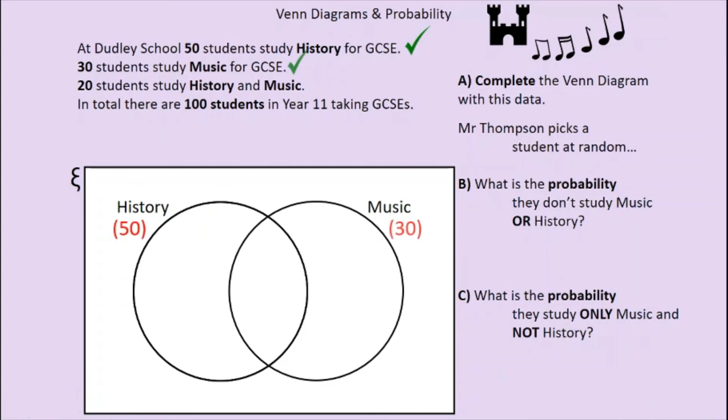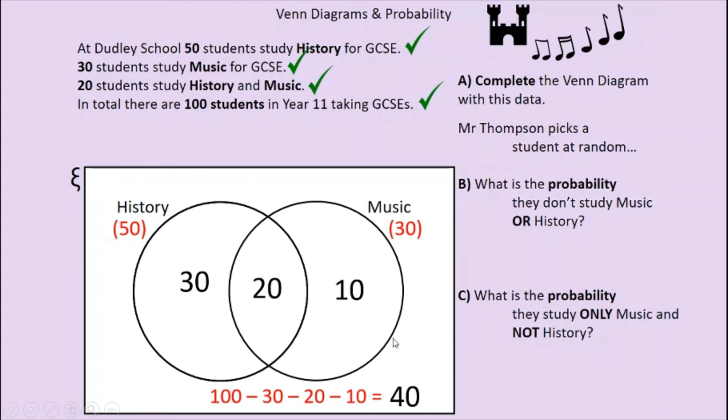Okay, so if you did part A, I got it to look like that. So 30, 20, 10 and 40. The probability they don't study music or history is this area here outside of the circles, which is my 40, so 40 out of 100, or 0.4. The probability that they study only music but not history is this area here, 10 out of 100.